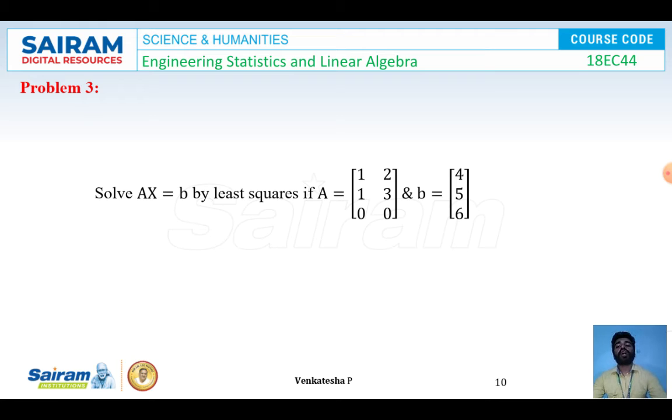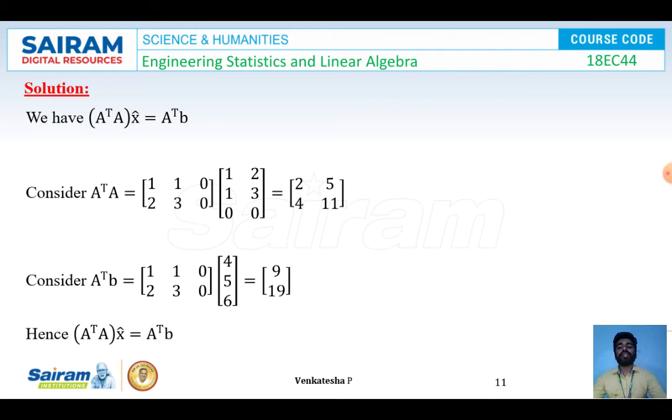Problem number 3. Solve Ax is equal to B by using least squares, if A is equal to 1 2 1 3 0 0 and B is equal to 4 5 6. The formula to calculate this is A transpose A into X cap is equal to A transpose B. The first thing I will be finding is the value of A transpose A, then later the value of A transpose B.